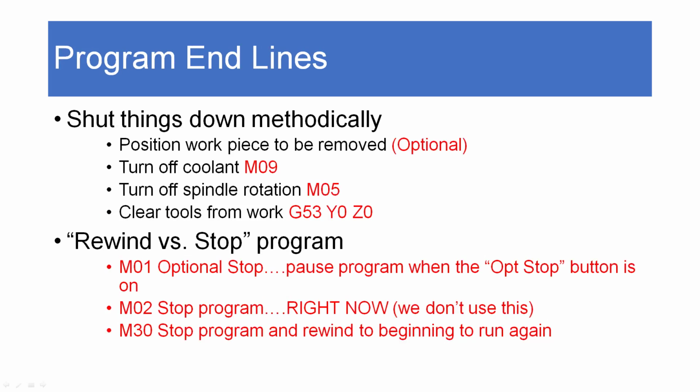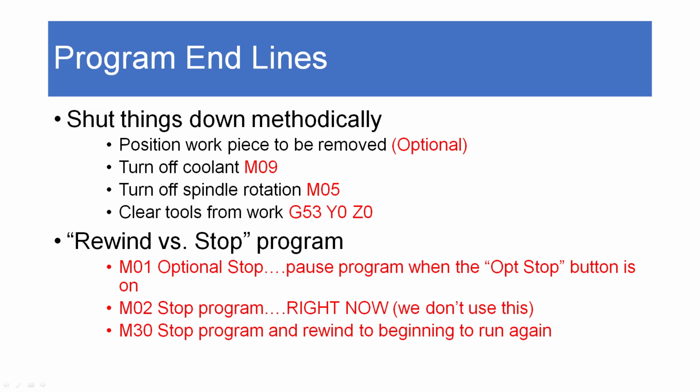Now, just like we had to have some stuff to start the program, like a name and that percent mark, when we shut the program down, we want to do it methodically. Some things we generally want to do: position the work so we can get it out. On a mill, we'll bring the table in front of us so when we open the doors, we're not reaching in far. It's optional, but a good idea. We want to turn off coolant, stop our spindle, and clear the tools away from the work. So that's the idea of things you'll see at the end of a program. Not all are required. Some are done by default, like turning off the coolant, which will be done by default when you stop the program.